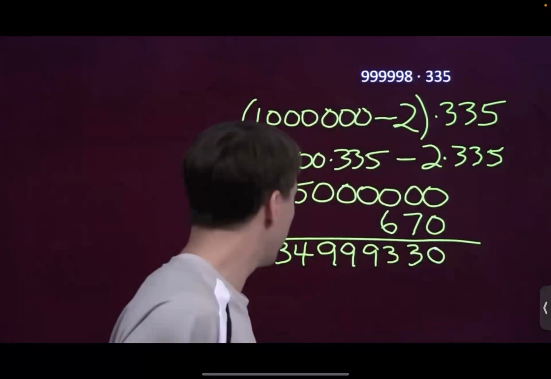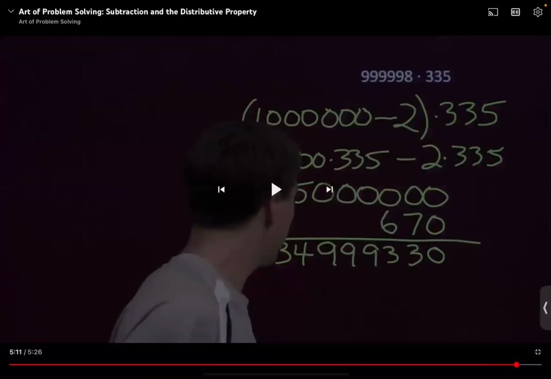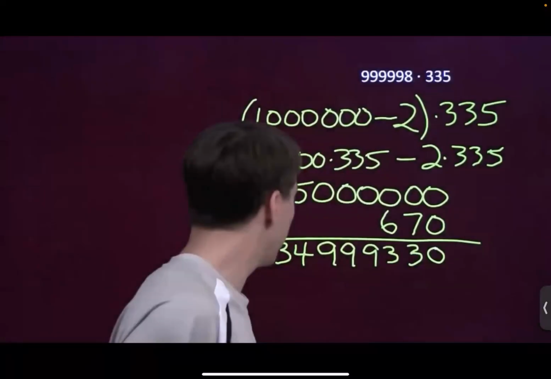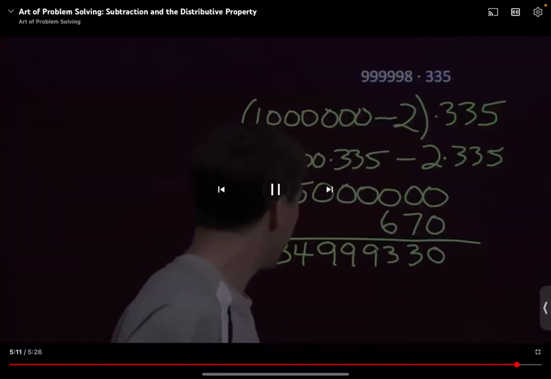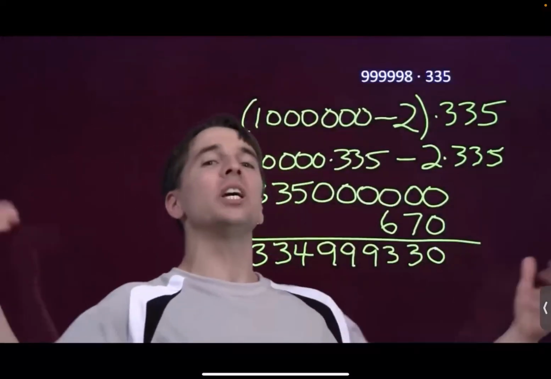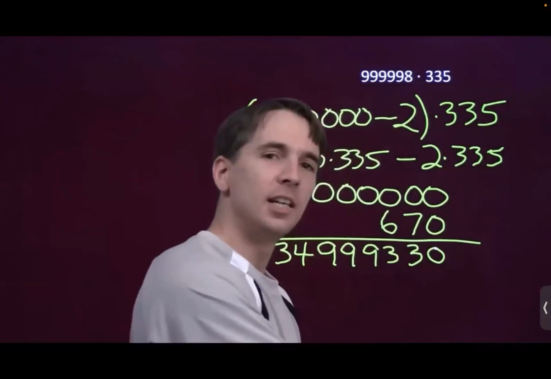You can use long subtraction there, right? But he converted this huge number, it's nearly 1,000,000, into a really easy one, because multiplying by millions is super easy, just adding a bunch of zeros. So when you have these sort of big multiplications, you can use the distributive property to make it a bit easier. 134,999,330, and we are done.